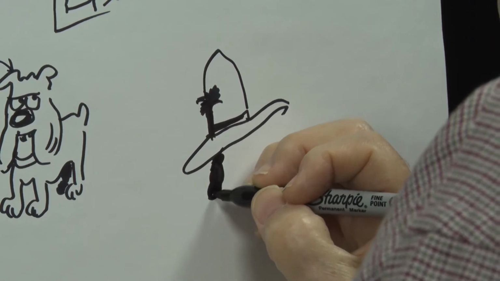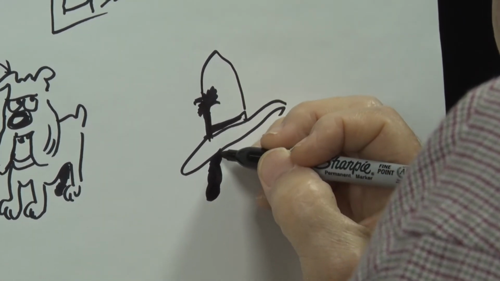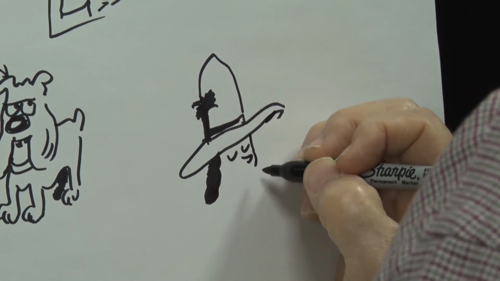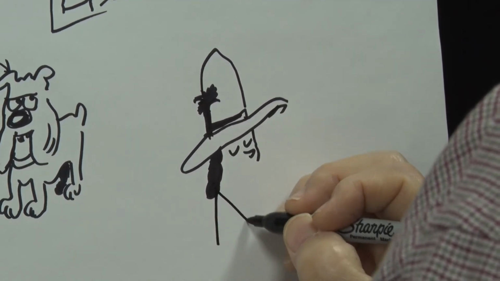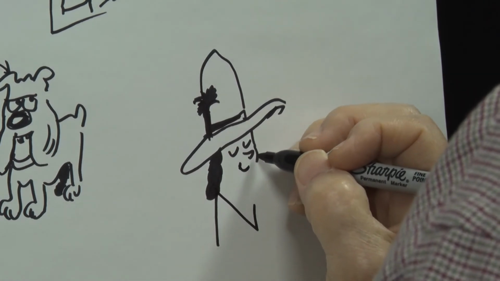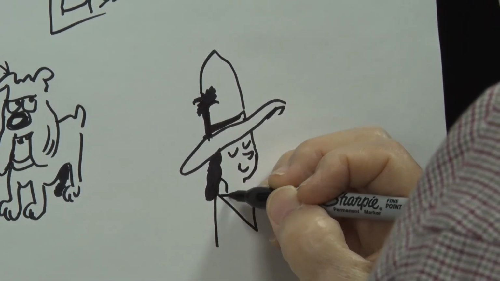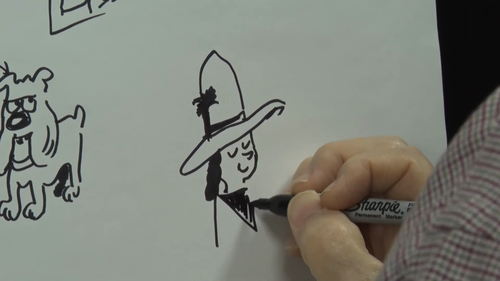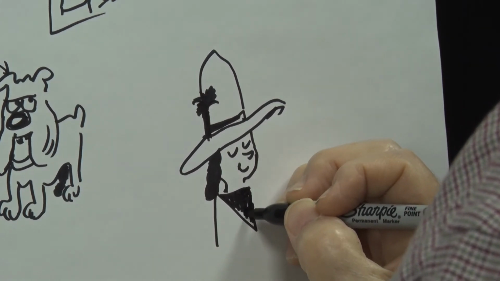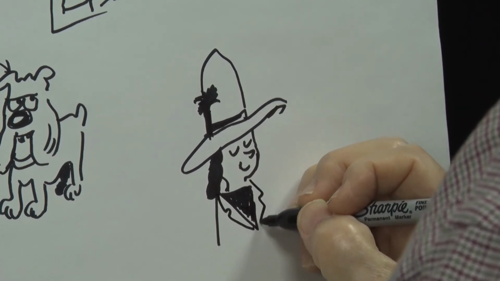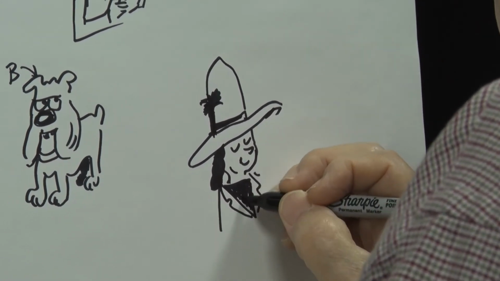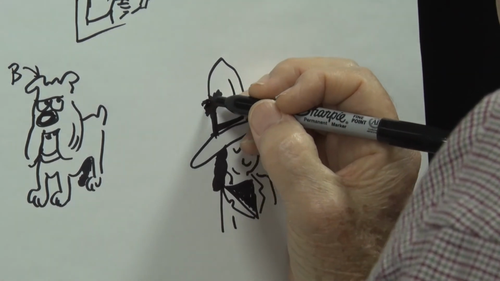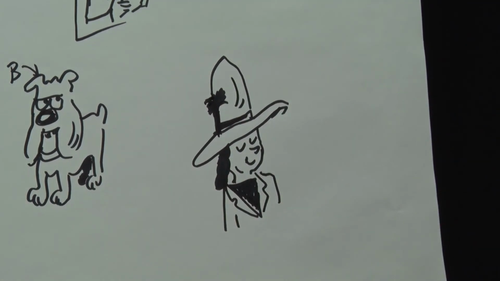Now, the first name starts with an R. The last name starts with an N, like this. And so we have a lady dressed out in a suit with a weird hat and a weird decoration.